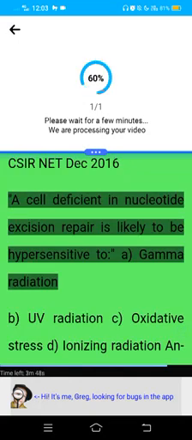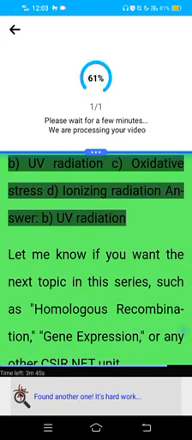CSIR NET December 2016. A cell deficient in nucleotide excision repair is likely to be hypersensitive to: A. gamma radiation. B. UV radiation. C. Oxidative stress. D. Ionizing radiation. Answer: B. UV radiation.